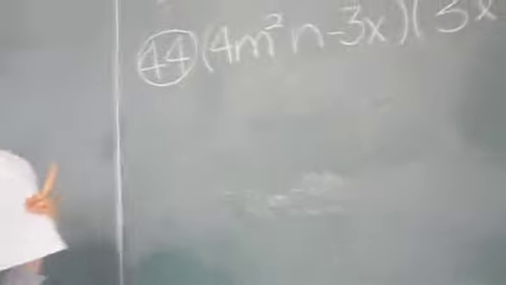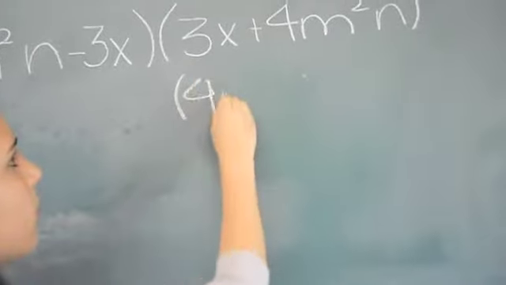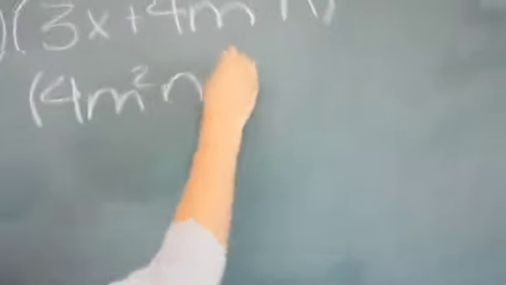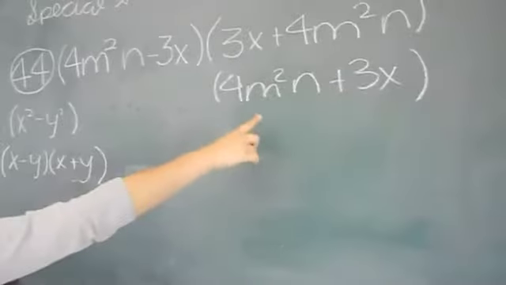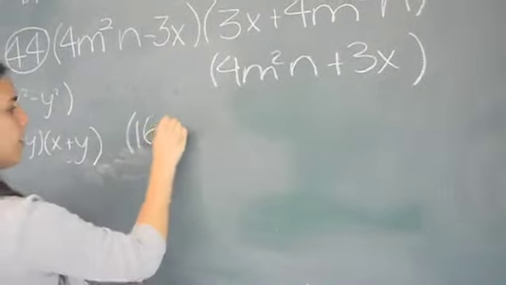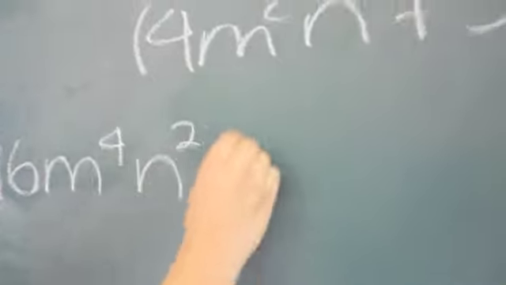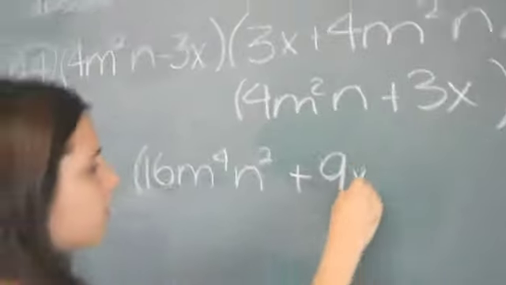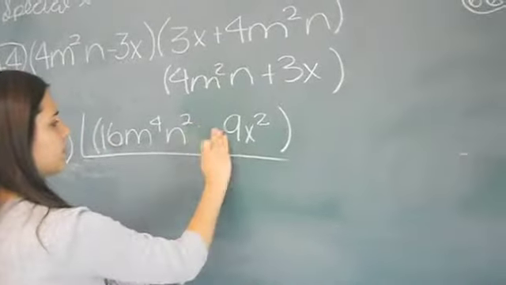This is a type of special product. So in here you have the same number. So this one you can change it to 4m squared n plus 3x. And here you have a conjugate binomial. 4m squared n is the square root of 16m to the fourth power n squared plus 9x squared. No, minus.